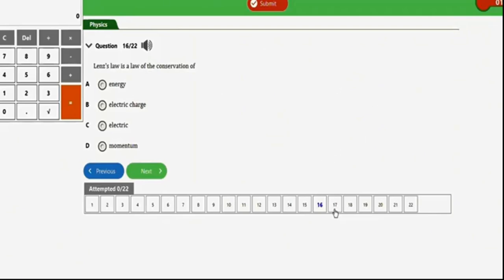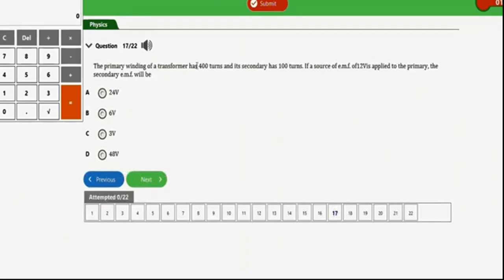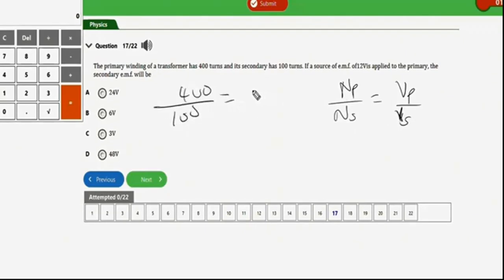Next repeated question will be this one. It says the primary winding of a transformer has 400 turns and its secondary has 100 turns. If the source of EMF of 12 volts is applied to the primary, the secondary EMF will be? So guys, this question should be very, very simple to you now. So we have our NP over NS equals VP over VS. This is VS, guys. So we have our NP is 400 over 100 equals our VP is 12. We're looking for VS. When we cross multiply, we're going to have 400x equals 1200.